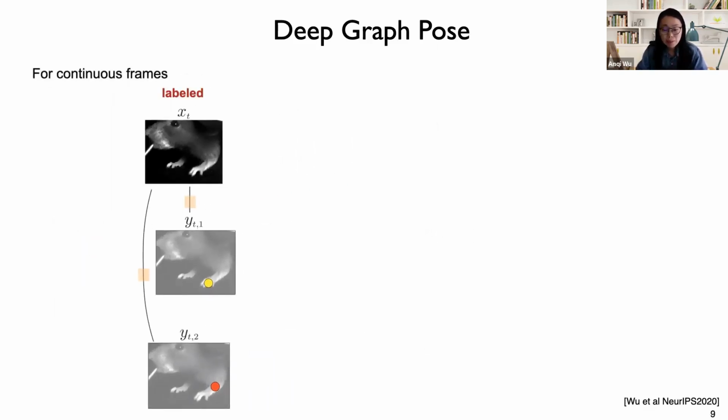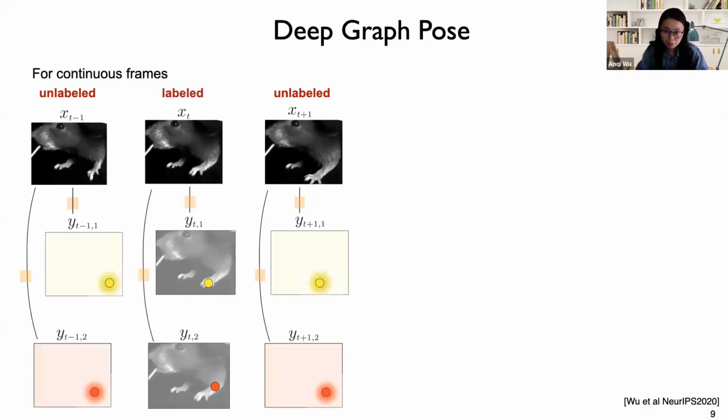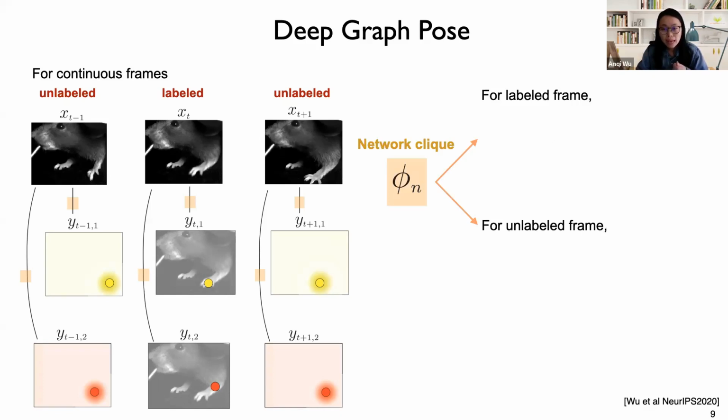Now, let's expand this graph along the time axis to include unlabeled frames at time t-1 and t+1. We can build the same graph for unlabeled frames. We just don't know the ground truth for these 2 body parts. We now have the network clique phi n for both labeled and unlabeled frames. They basically use the same clique phi n, right?